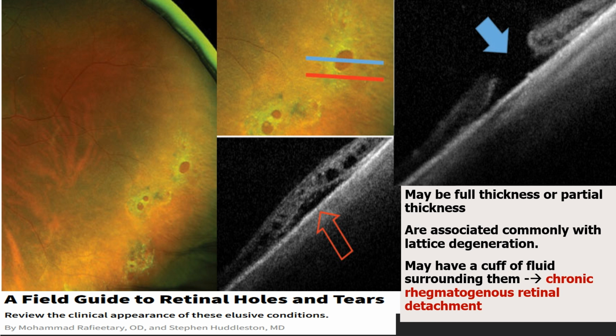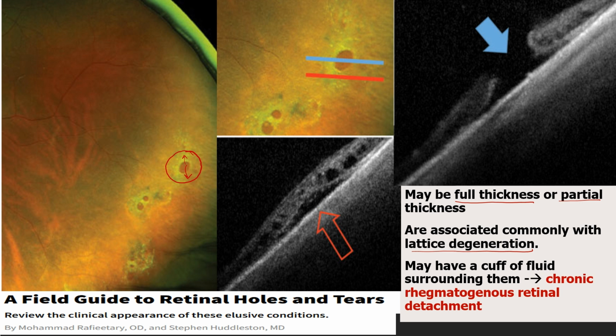So an atrophic retinal hole may be a full thickness hole or it might be a partial thickness hole, and they are commonly seen within the area of lattice degeneration. Okay, so in our video on lattice degeneration we already talked about that, right? Now, what can happen is that sometimes fluid can basically enter these atrophic retinal holes and form a cuff of fluid around it, right? And eventually, very slowly, they can actually lead to chronic rhegmatogenous retinal detachment. So this is a very slowly progressing retinal detachment occurring secondary to this atrophic retinal hole. But mind you that this incidence of RD following an atrophic hole is really, really low.